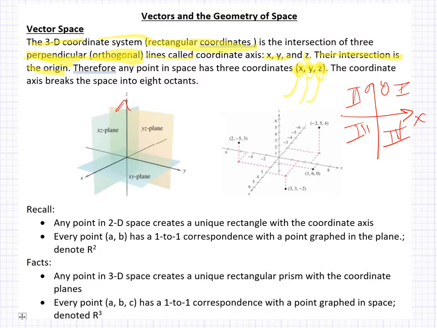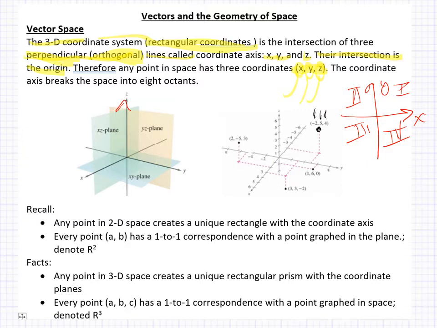So anyway, we call this a rectangular system because each point in this 3D space creates a rectangular prism. Again, if I look at this point right here, it has an X, a Y, and a Z component to it, first, second, third. It's an ordered triple. The order matters: the X coordinate, the Y coordinate, the Z coordinate.